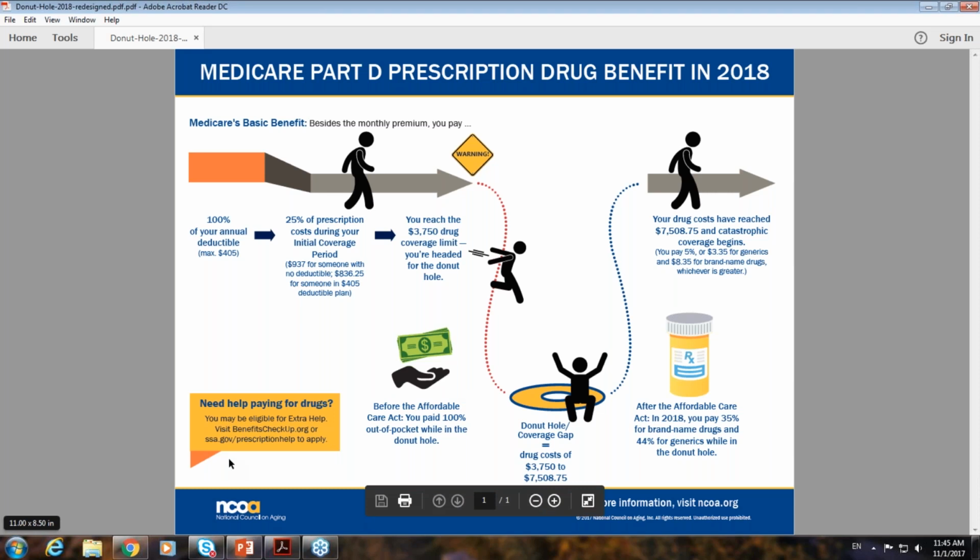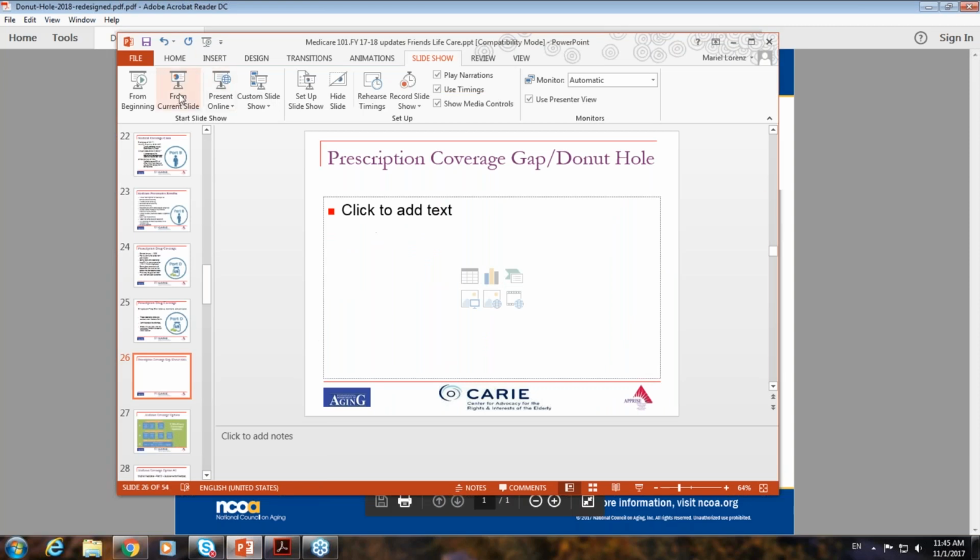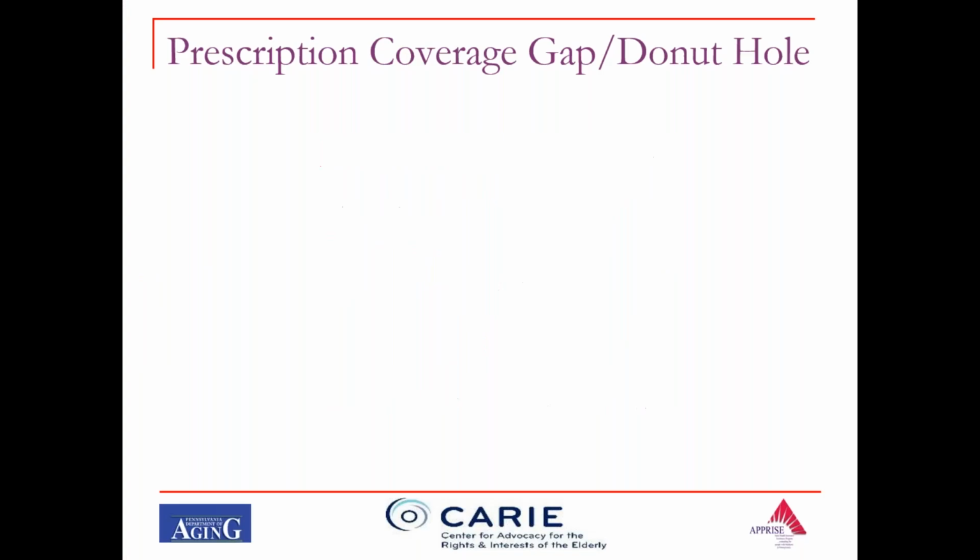I know it's a couple of years away, but again, if you're thinking about changing your drug plan, you really want to find out if it's possible that you could reach the donut hole at some point. If you have a fairly expensive medication, that could happen, so you definitely want to take a look at that.